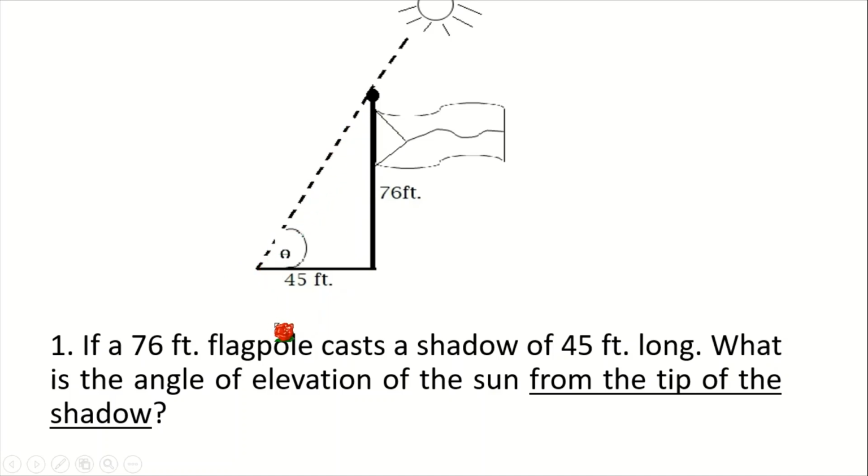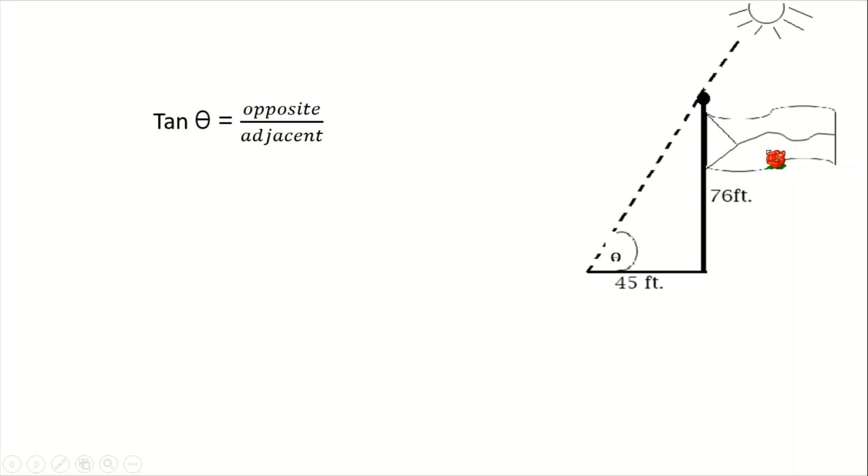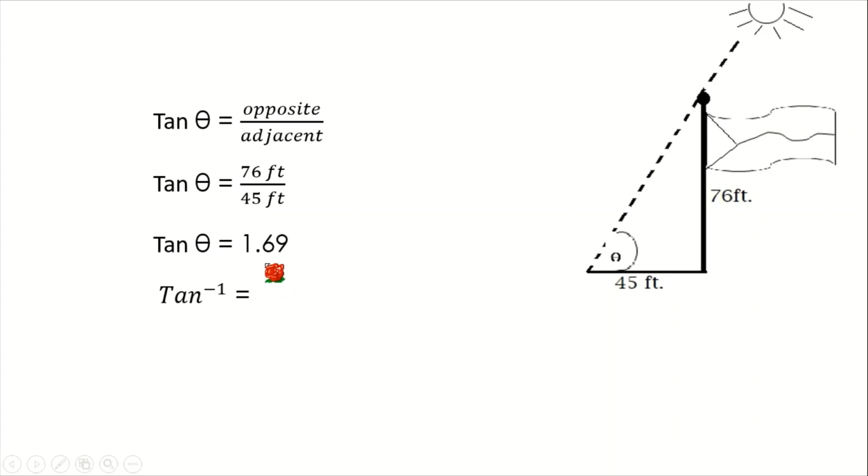Okay? So, here, we can use SOHCAHTOA. So, kung napansin nyo, if this is our angle theta, so meron na tayong adjacent at meron na rin tayong opposite. Right? So, therefore, we can use tangent. Okay? So, tangent is equal to opposite over adjacent. So, let's substitute opposite, which is 76, and adjacent, which is 45. Okay? So, 76 divided by 45, that is equal to 1.69. Right? So this is 1.69.